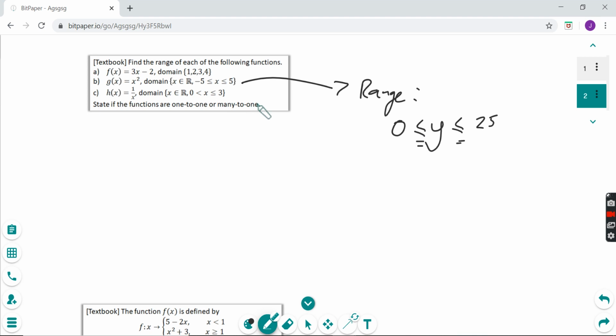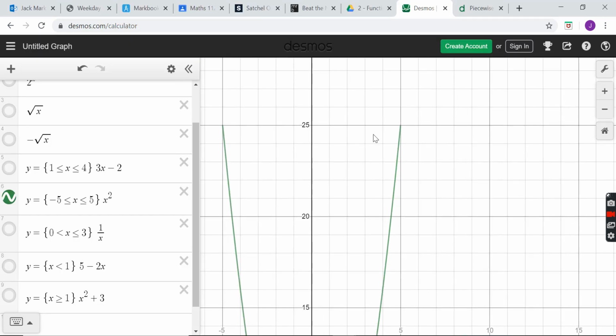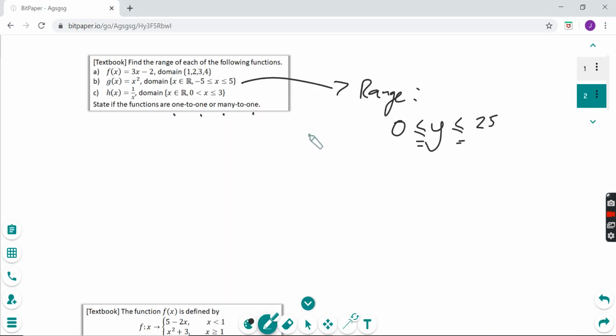Is it one-to-one or many-to-one? Can you get the y value from one place, or can you get the y value from many places? Well, look, you can get 25 from 5, but you can also get it from minus 5, can't you? So this is many-to-one. This is still a function because it's many-to-one, and all of the parts of the domain work.